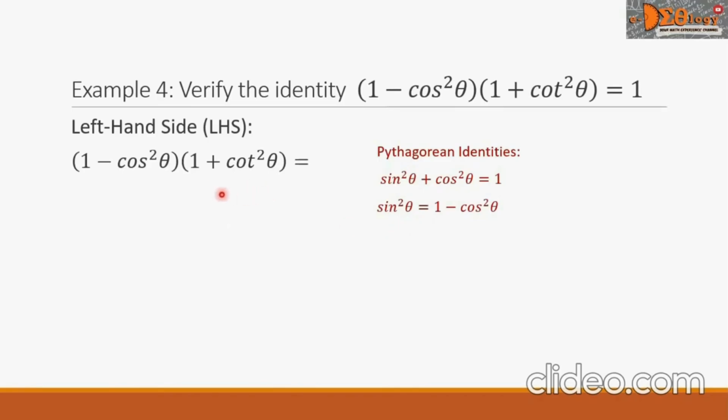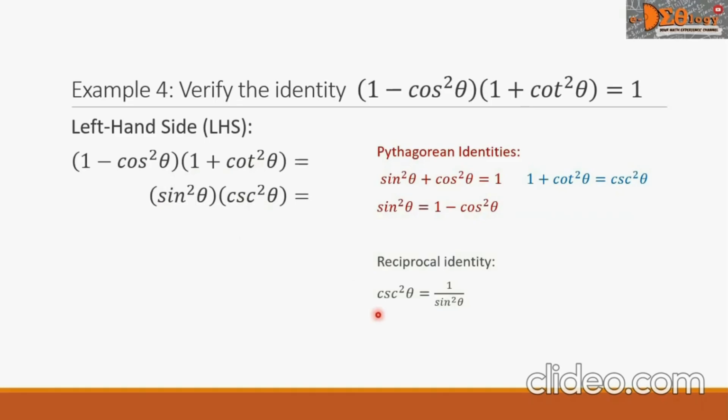While this second group, 1 plus cotangent square theta, there is another Pythagorean identity related to that, and it is 1 plus cotangent square theta equals cosecant square theta. It means this second group can be replaced by cosecant square theta. So let us do the substitution now. So the first group here becomes sine square theta coming from this, and the second group becomes cosecant square theta coming from this. And let us simplify further. Let us remember one reciprocal identity that says cosecant square theta equals 1 over sine square theta. So this cosecant square theta can be replaced by 1 over sine square theta.